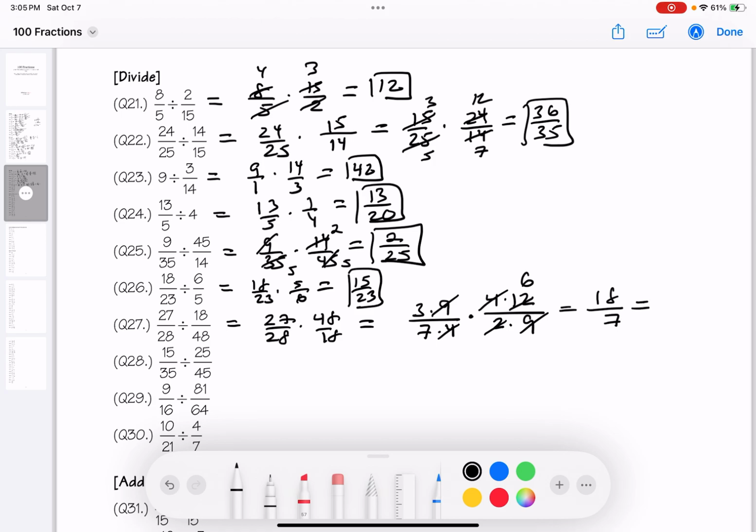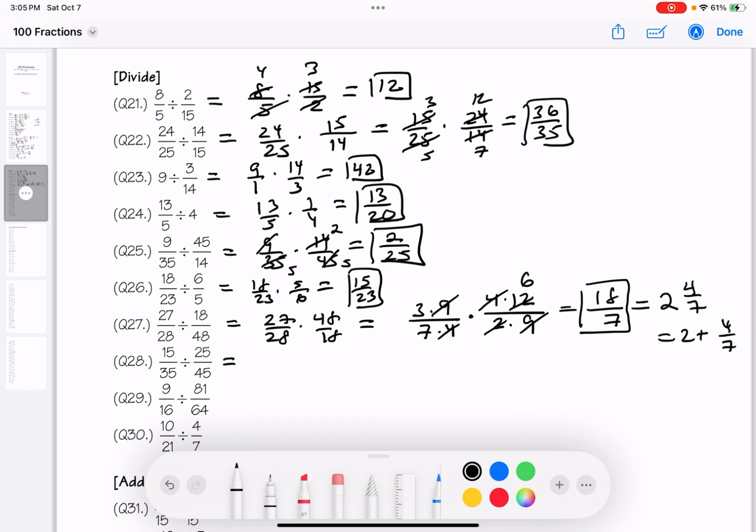Now looking at it, it's an improper fraction. I just want to go through what it means to me. 7 goes into 18 2 times. 2 times 7 is 14. And I got a remainder of 4 sevenths. Right? What does that really mean? 2 and 4 sevenths. All right.